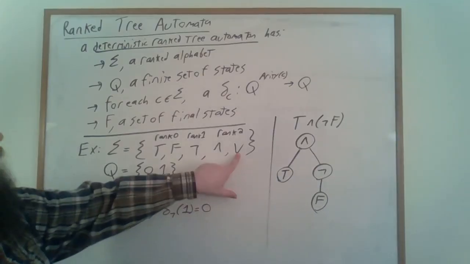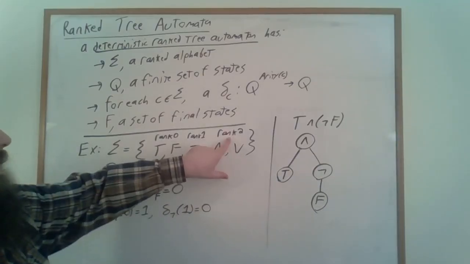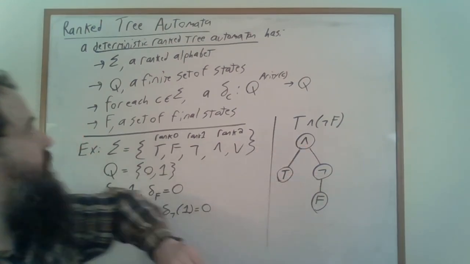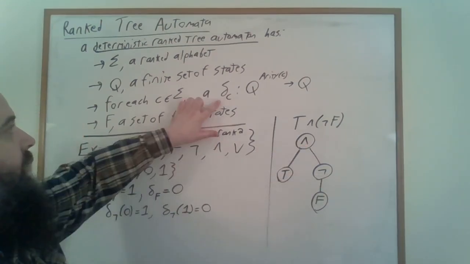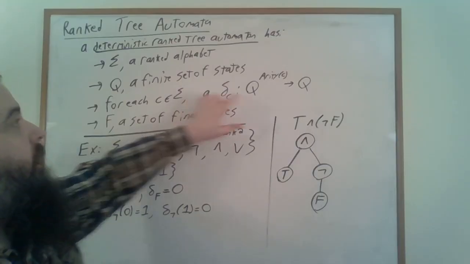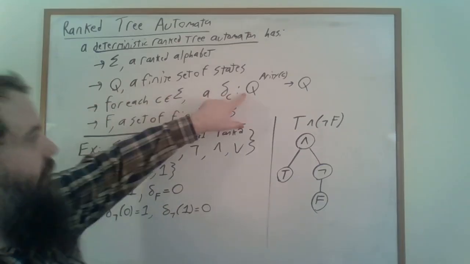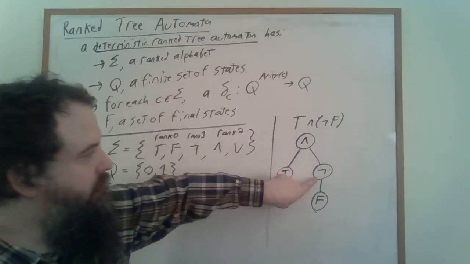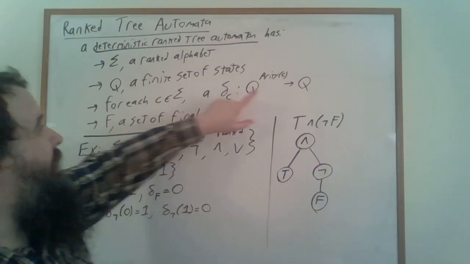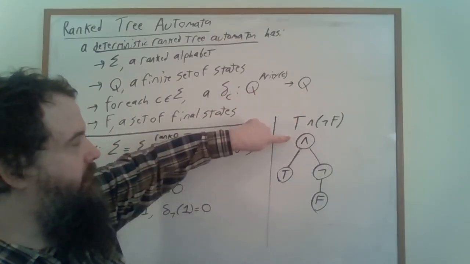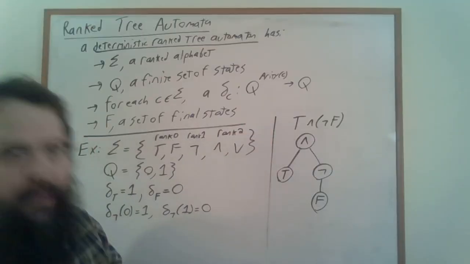For and or, these are characters of rank 2. Nodes labeled with them have 2 children, and so we need to specify a transition function for them that takes in two elements of Q, two states, the states of the two children in order, and outputs a state for that particular node. And it's exactly what you think it should be.